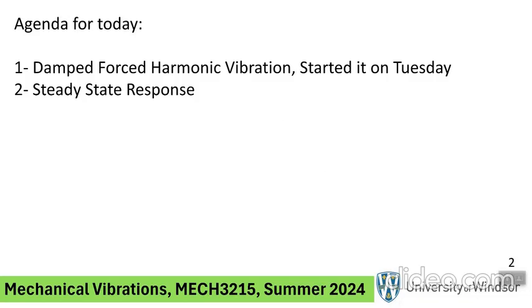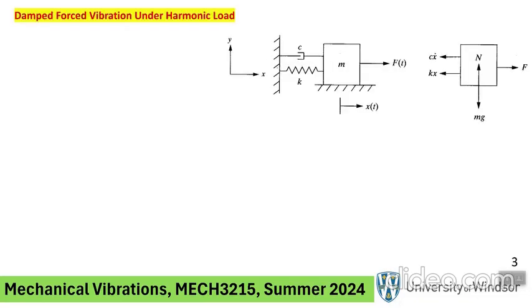Now, we're going to be dealing with the damped forced harmonic vibration. We started it on Tuesday, but it's a situation when you have a mass spring damper system, and then we have a right-hand side, which is a force, but this is not an arbitrary force, it's a harmonic force. Some of this derivation I did on Tuesday towards the last half an hour, but it's going to be a quick review for those who have already seen it. So we have the situation spelled out here, no big deal.